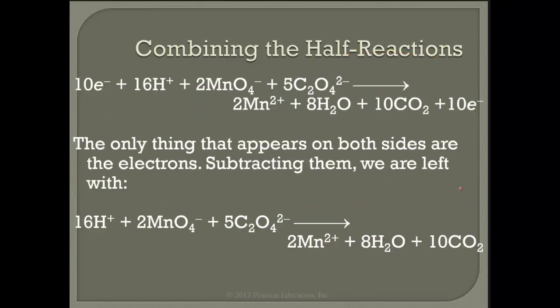The only thing that appears on both sides are the electrons. So we have 10 electrons here and 10 electrons here, so we're going to cancel those out. Hydrogens are only on one side. Everything else is only on one side, so we can't cancel anything else out. So we're done. That's the final reaction.